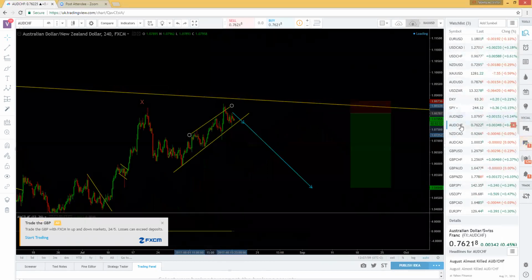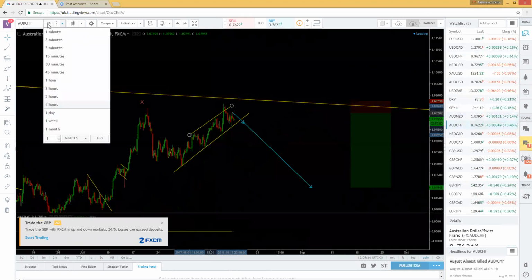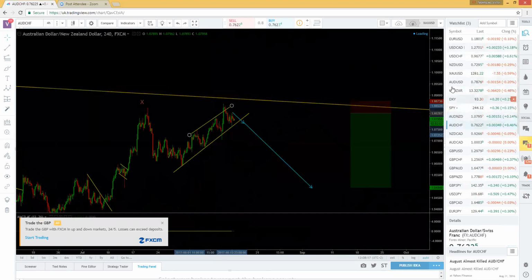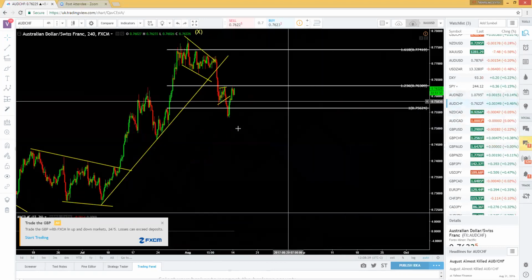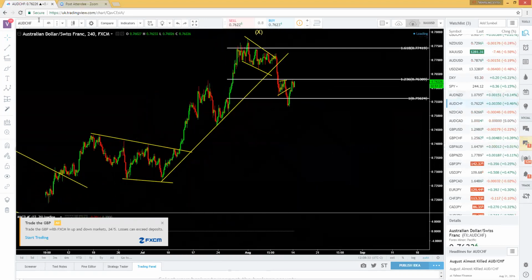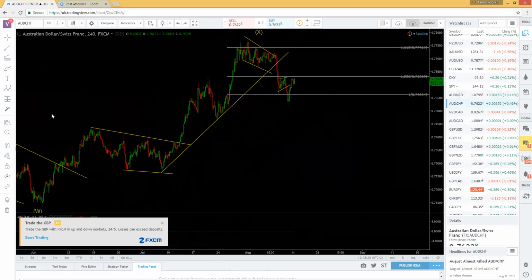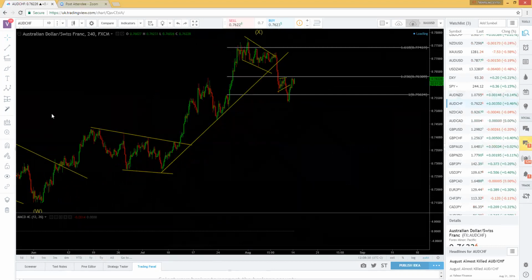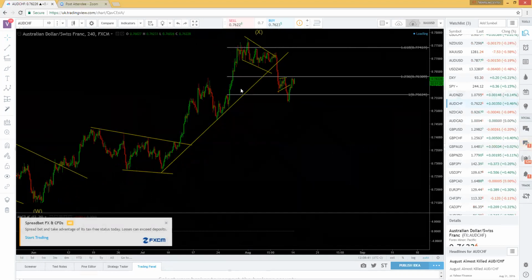Audi Chief. Now looking at the Audi pairs, I'm loading up Audi Chief. All right, so that is Audi Chief. Go higher time frame, day. Looking at the daily.